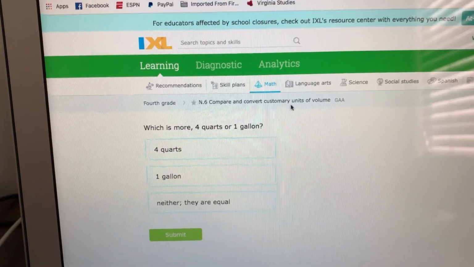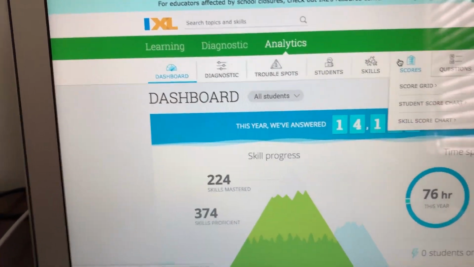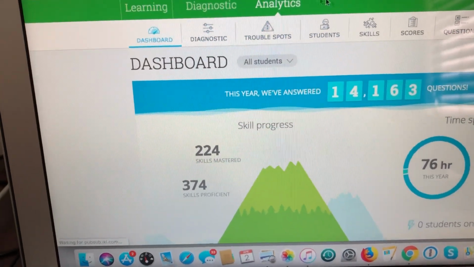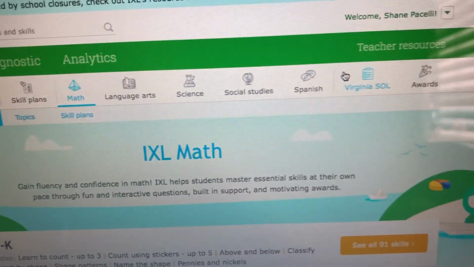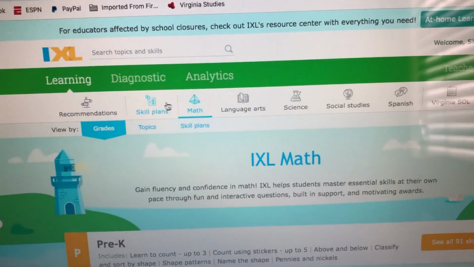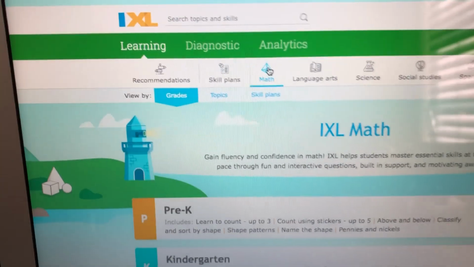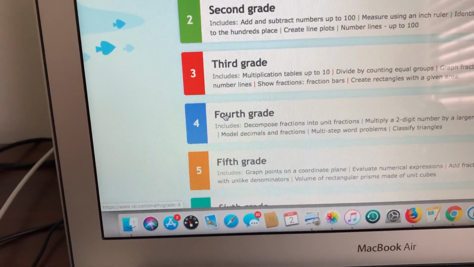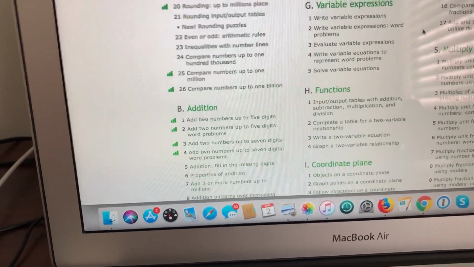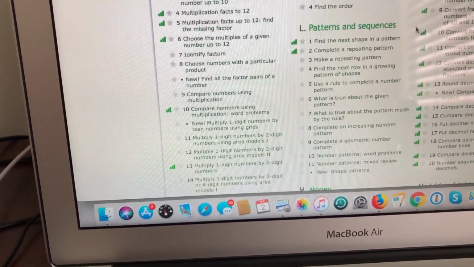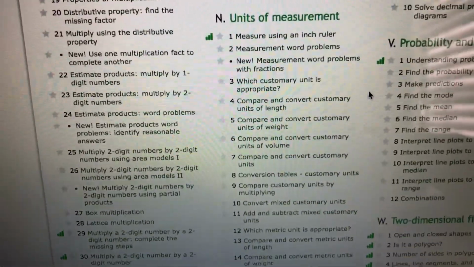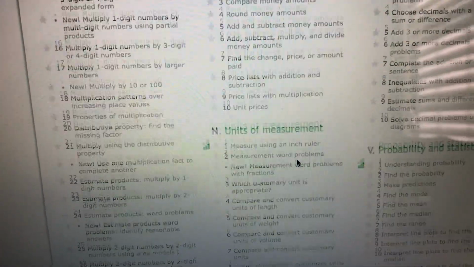One other spot you can go is if you get on the IXL homepage, instead of clicking Virginia SOL, you're going to click Math. You're going to scroll down to 4th grade. Click that. You're going to scroll all the way down to letter N. And you have 20 green links you can choose under letter N that deal with measurement conversions.